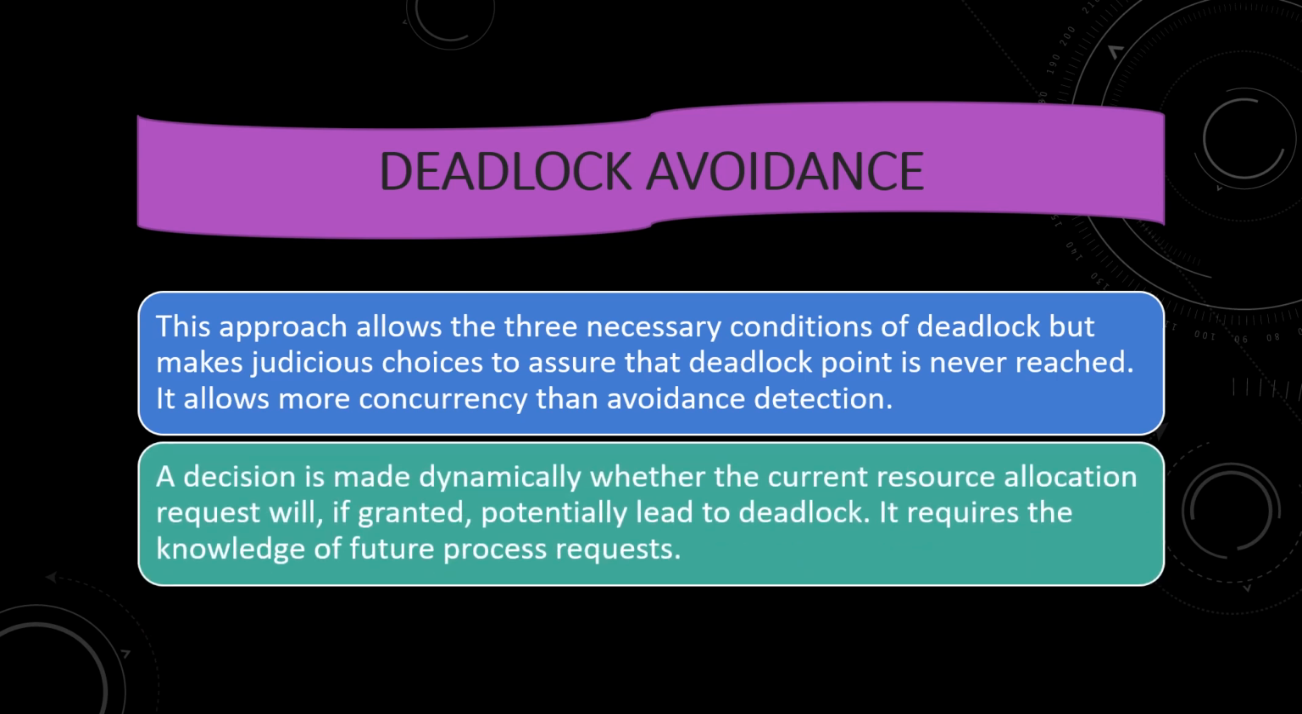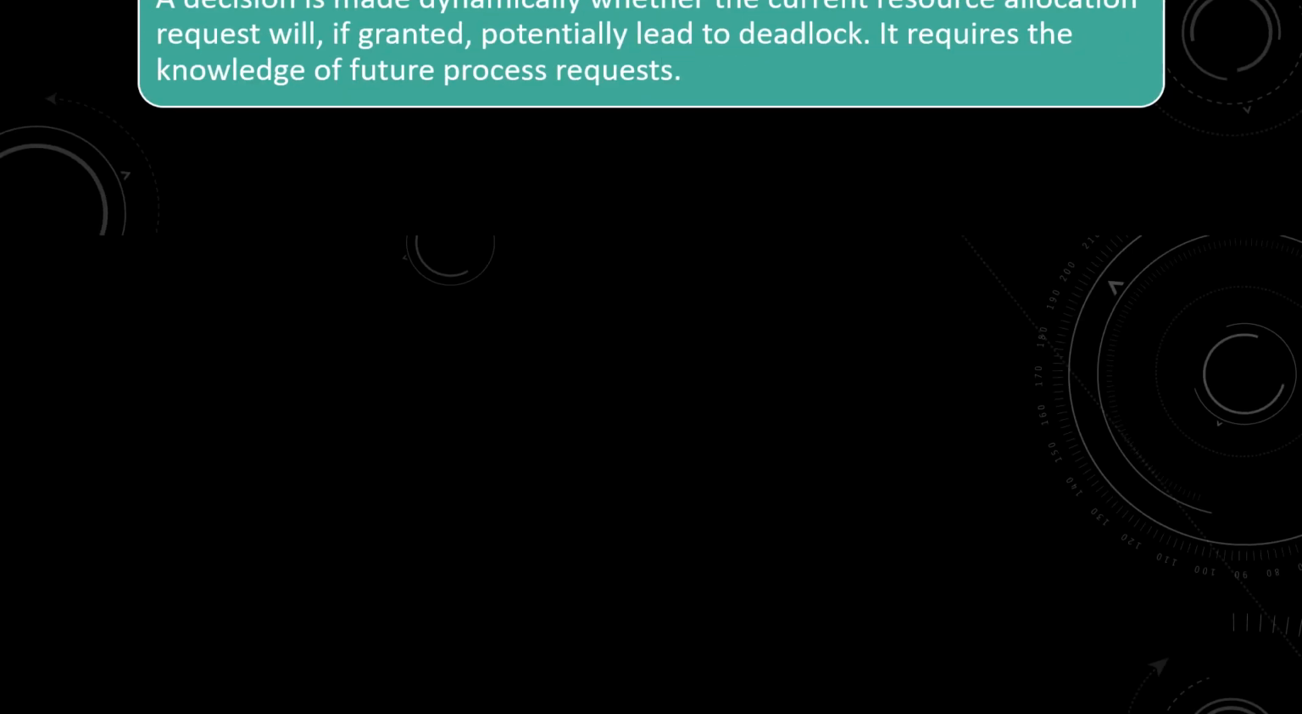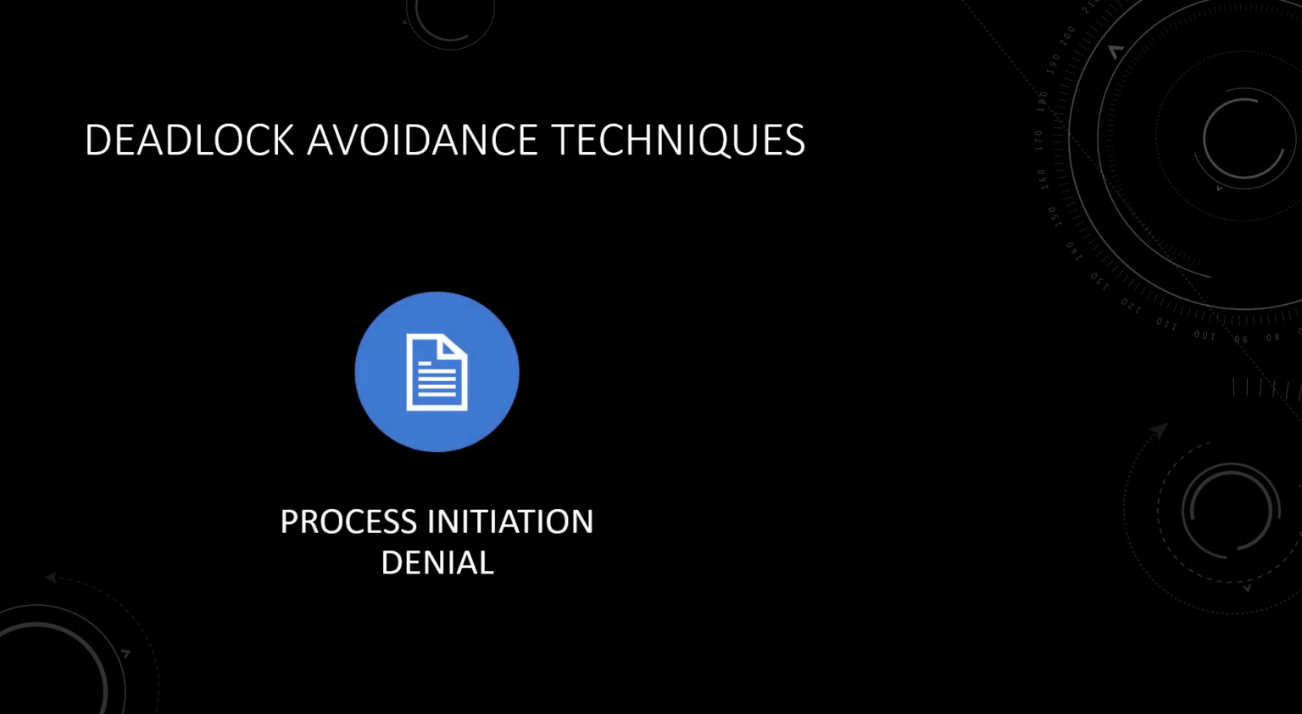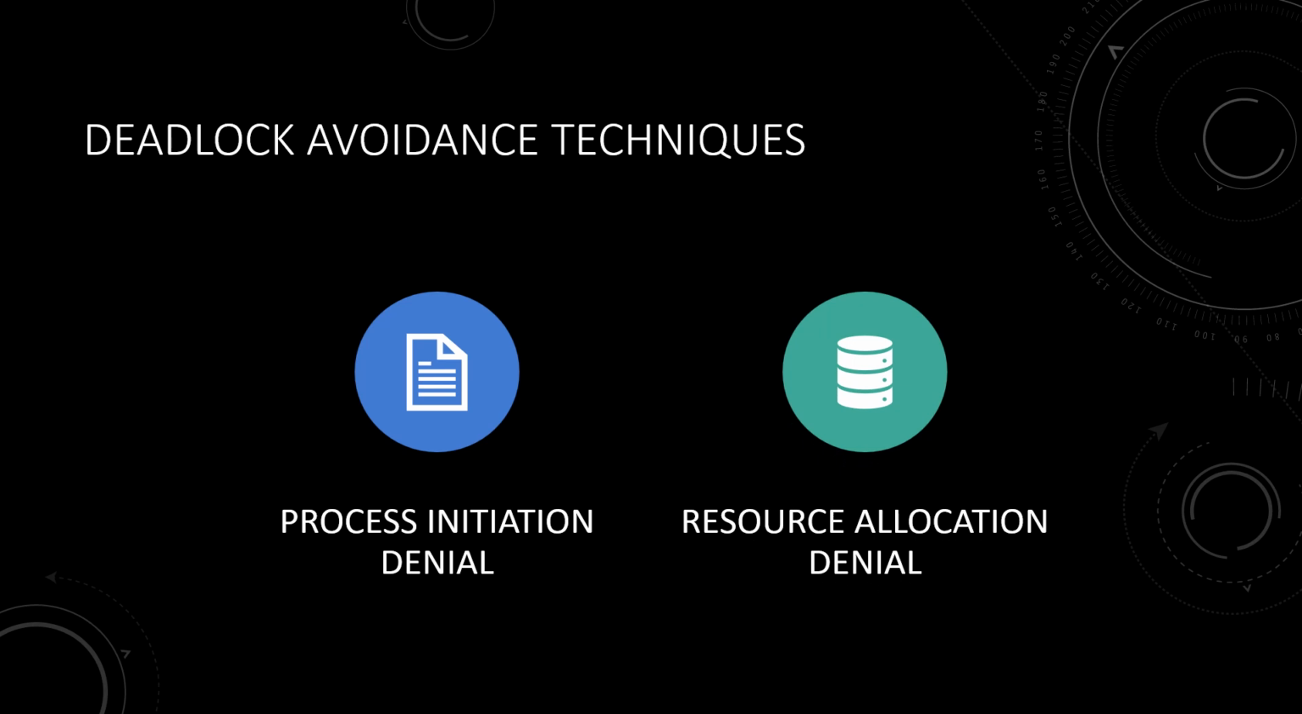A decision is made dynamically whether the current resource allocation request will, if granted, potentially lead to deadlock. It requires knowledge of future process requests. Deadlock avoidance techniques: process initiation denial, resource allocation denial.